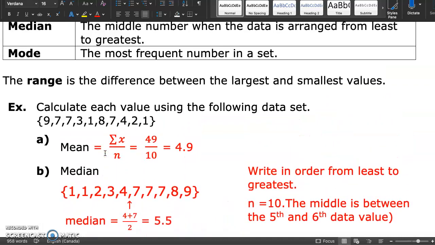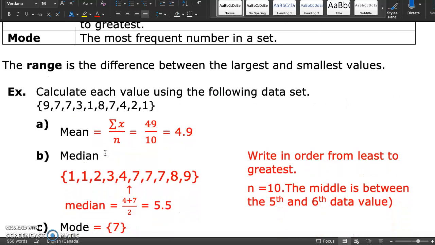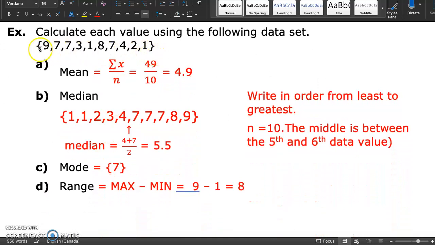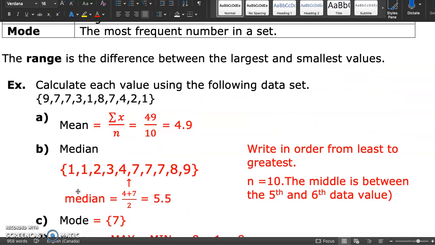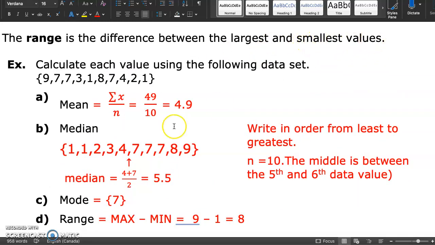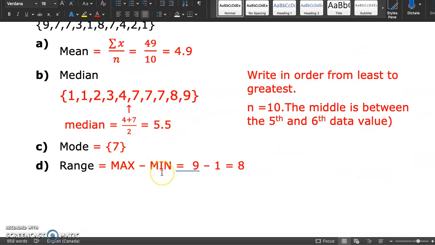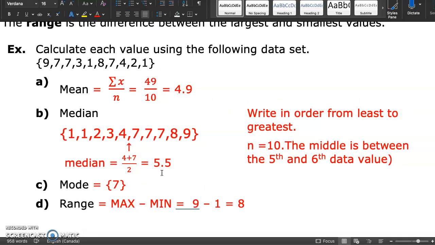Next, the mode is the most frequent number in a set. So if we look at our data set, 7 is coming up 1, 2, 3 times, and we can say 7 is our mode. If there is another value that comes up with the same frequency, we can have more than one mode. In this case, 7 is the most frequent. Lastly, range. The range is the difference between the largest and smallest values. So if we take our maximum and subtract our minimum, it tells us how spread out the data is. So in this case, 9 is our largest, 1 is our smallest, so max minus min is 8.